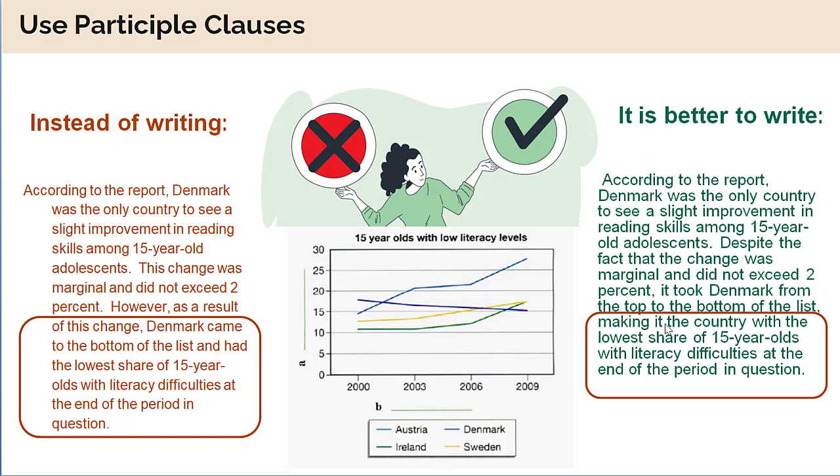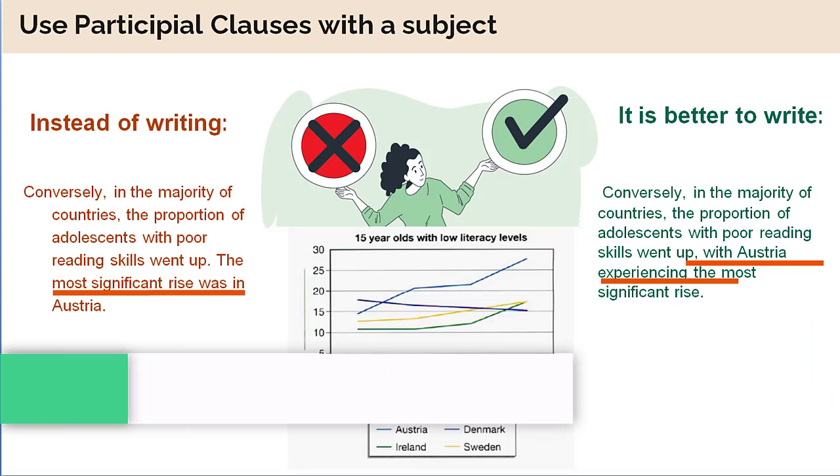So here, take a look at the participle that we want to use, making, and how it helps us to turn these two sentences into one sentence. Despite the fact that the change was marginal and did not exceed 2%, it took Denmark from the top to the bottom of the list, making it a country with the lowest share of 15-year-olds with literacy difficulties at the end of the period in question.